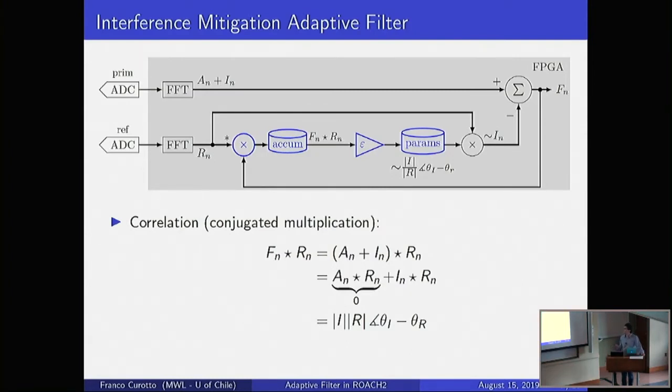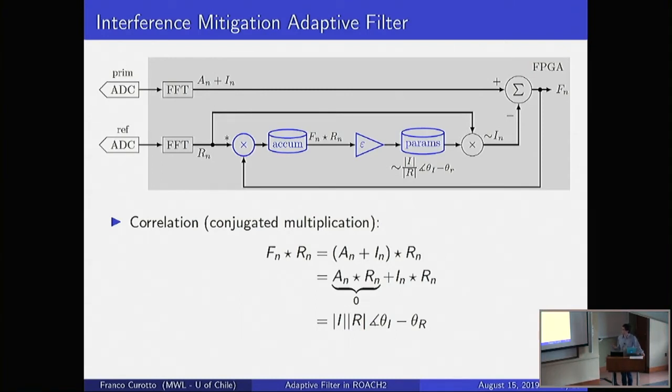And when you do that, thanks to the properties of correlation, as we saw in day one, you get this operation of correlations between the filter output, which in the first iteration you can think is only the astronomical signal and your interference signal. Then through the properties of correlation, you get the correlation between the astronomical signal and the reference signal. And since this is interference, you can assume that they are not correlated, and this operation is zero.